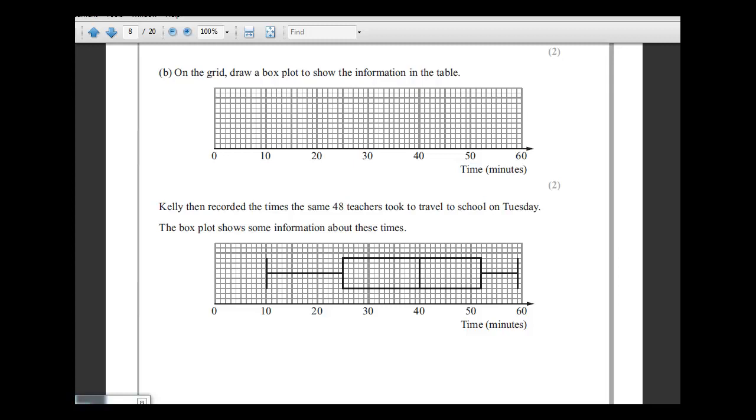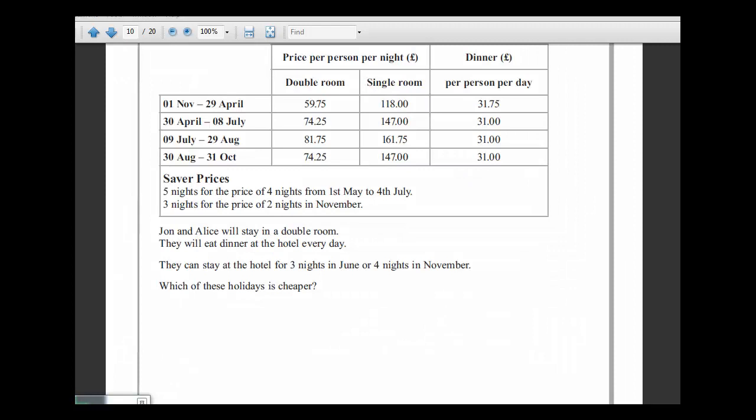Okay, we're then asked to compare the two box plots. Well, if we look at both of them at the same time, you should see that the median for Tuesday is higher, which means that on Tuesdays the journeys took longer on average. And we also see that on Tuesday the interquartile range is greater, or there was a greater variation in the travel times on Tuesday.